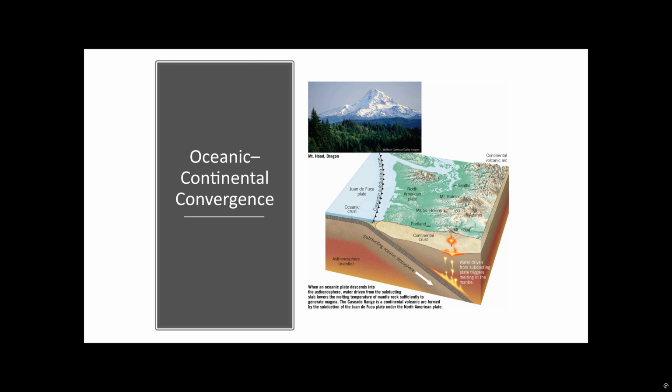In the illustration below, you can see how the subducting oceanic lithosphere gets to a certain depth and it begins to melt because water driven from that subducting plate basically lowers the melting temperature of rock and triggers melting. That molten rock rises up, punches through the continental crust, and creates a volcano. And we call this, again, a continental volcanic arc. So the Cascade Range, which includes Mount Rainier, Mount St. Helens, Mount Hood, they are all part of this continental volcanic arc.